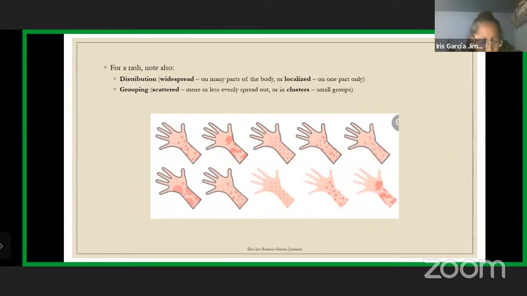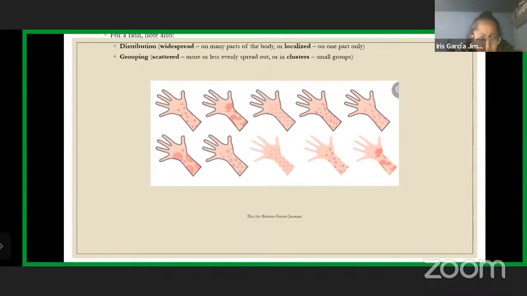For a rash, we also know the distribution and grouping. The distribution: they are widespread on many parts of the body, or localized, just one part only. So you can see the vocabulary, widespread or localized. Or grouping: scattered, more or less evenly spread out, or in clusters, small groups. So you can catch these differences, taking into account the slides and considering that it's a way of watching these skin lesions. Going ahead.